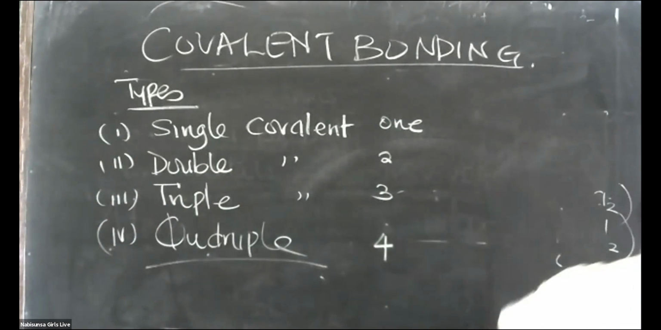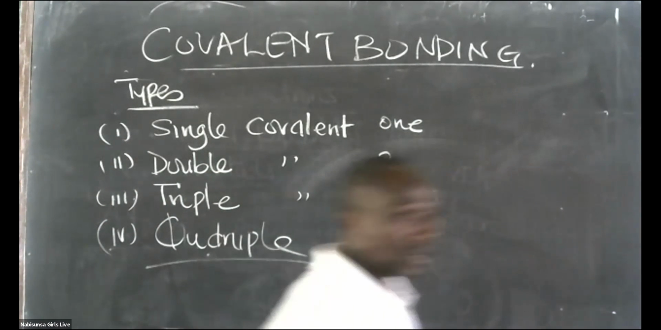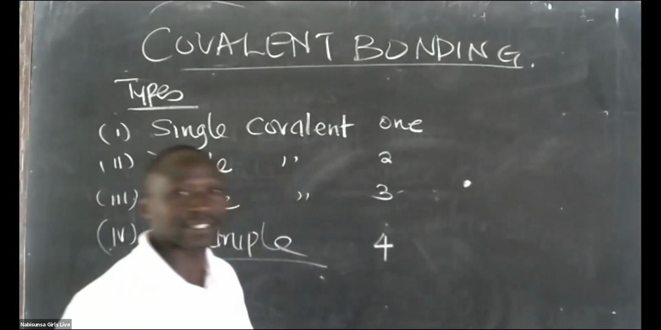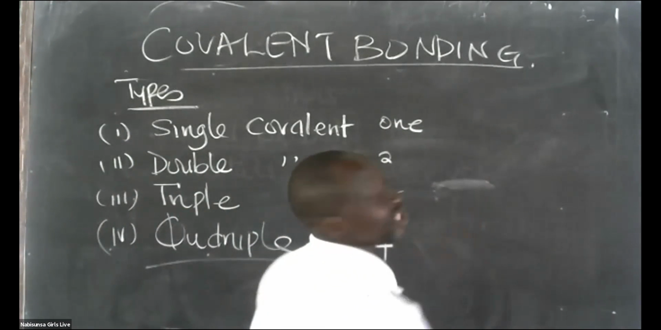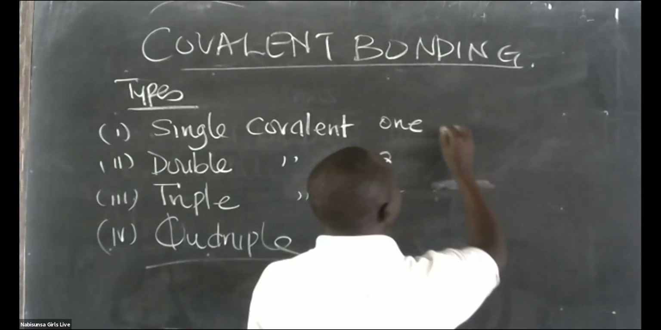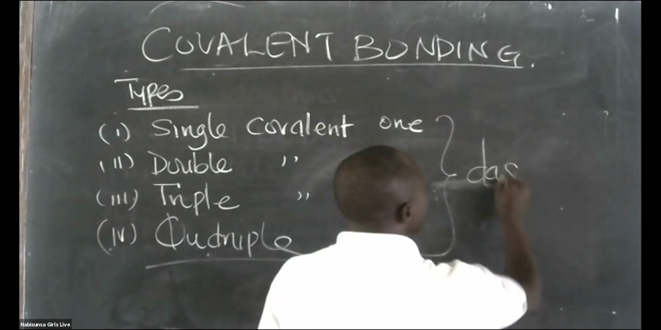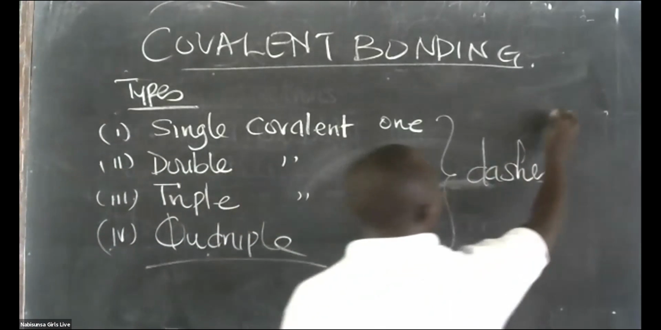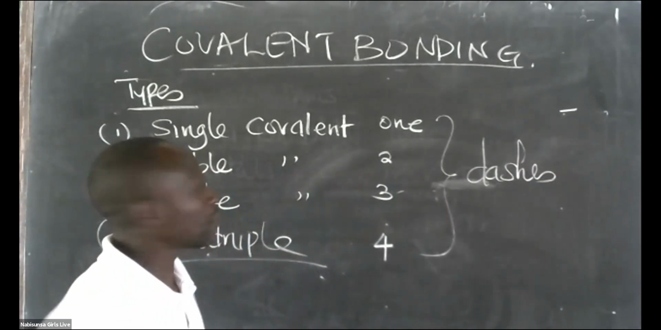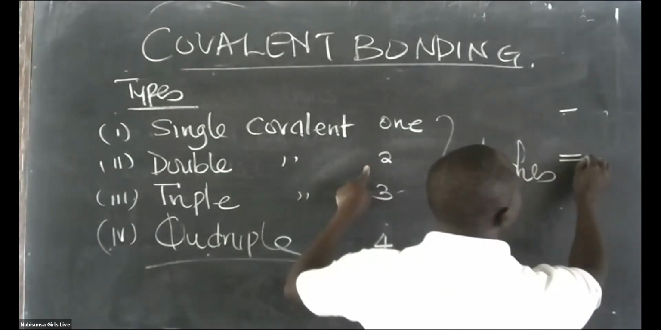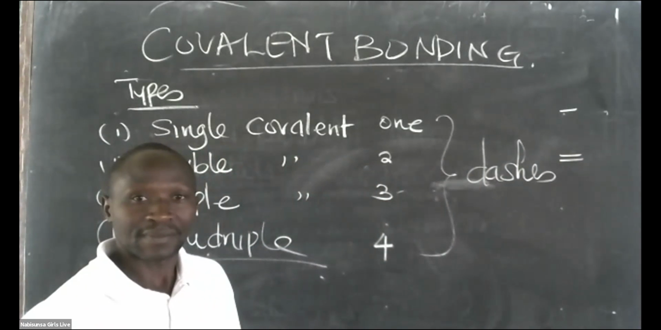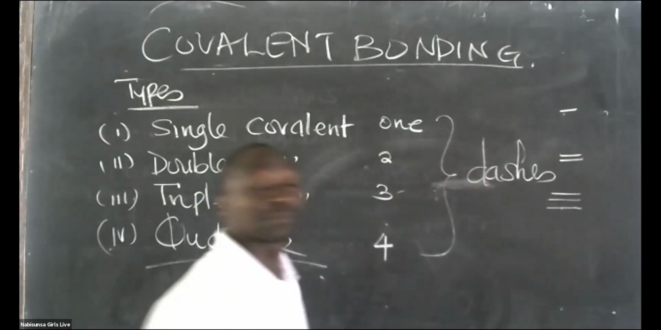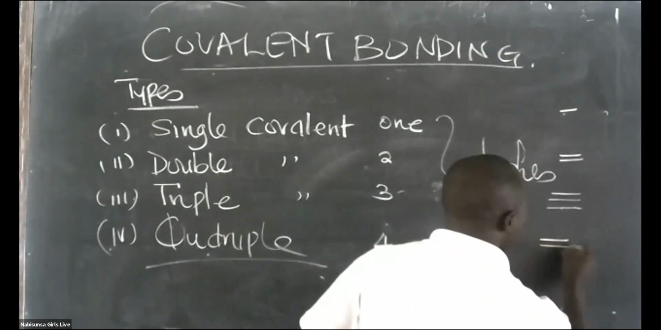So what is a covalent bond? I want to remind you that for an ionic bond, we use a dot between the two ions. For a covalent bond, we use a dash. These are simple dashes. What does it mean to have a single covalent bond? You have that one dash. A double covalent bond is like equal signs. A triple bond has 3 dashes. A quadruple bond has 4 dashes.